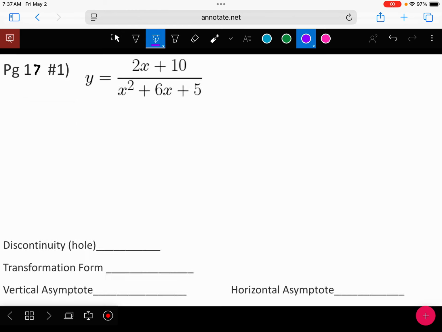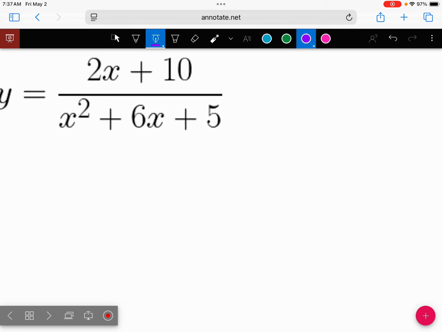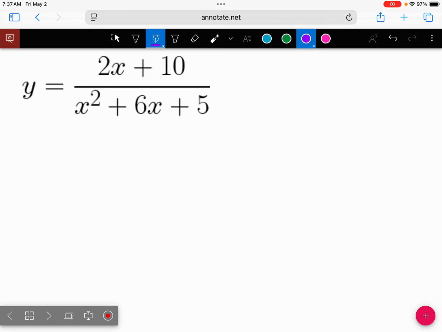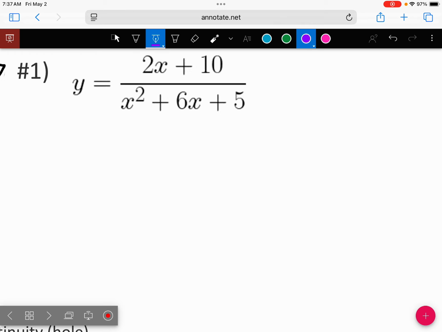All right, let's take a look at this guy up here. We've got some pieces. None of them look like transformation form or something we can do anything with. What can I do on this if we were asked to try and simplify it? For 2x plus 10 over x squared plus 6x plus 5, first, we factor it.